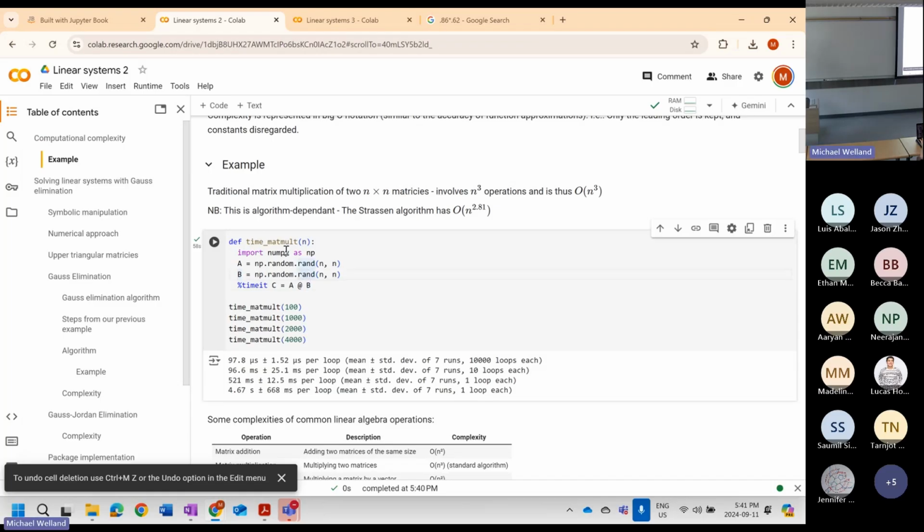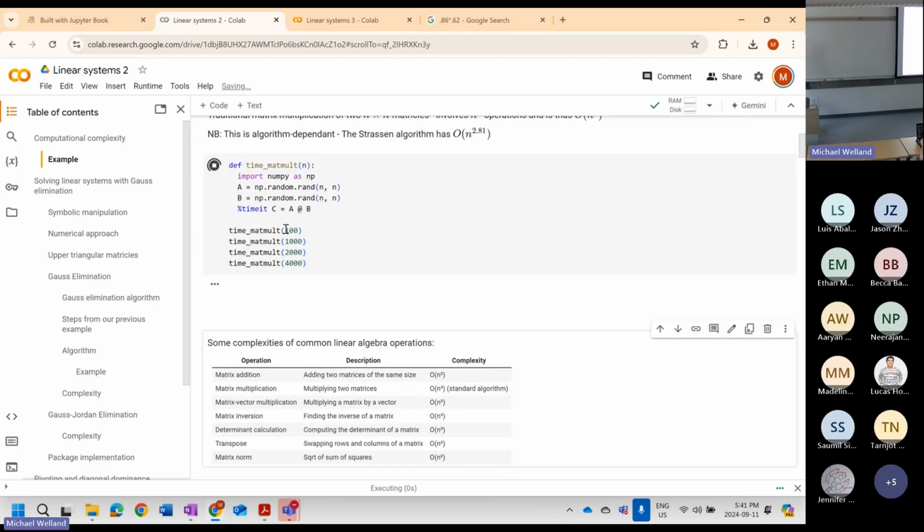Okay, so this function just takes in the dimension, then churns through it and reports the time. This little percent sign timeit just measures it, and it has an algorithm inside it where it repeats it a certain number of times and then spits out some stats. And then I do it for 100, 1,000, 2,000, and 4,000. Takes a little bit of time. Hopefully this one won't also die.